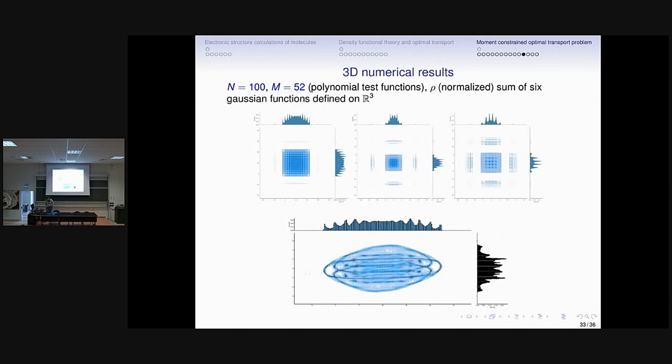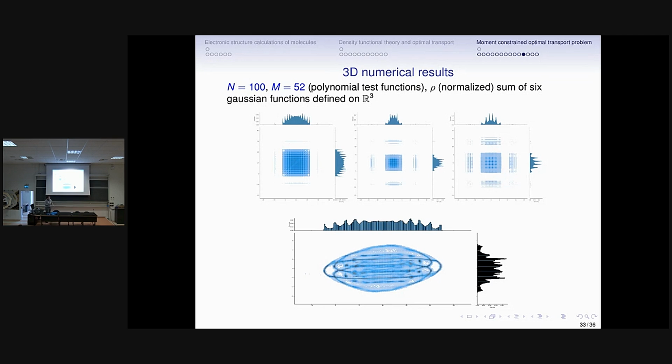And just to give you some examples, we also tried to run the stochastic gradient algorithm in a much higher dimensional context, where we do not have any analytic solutions to compare with, but we tried to see what it gave. Here, more precisely, we consider a system of 100 electrons in space dimension 3. We consider an electronic density which is a combination of 6 Gaussian functions. Here we still consider polynomial test functions, and the number of moment constraints is 52. That's the highest value we could go to.